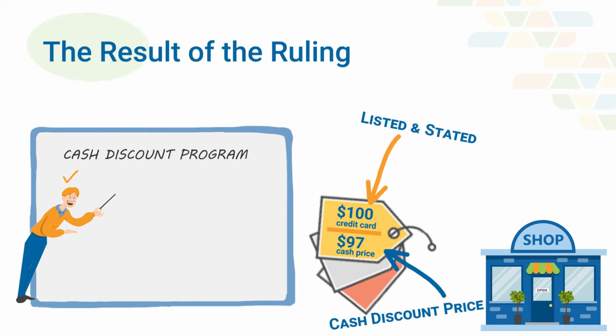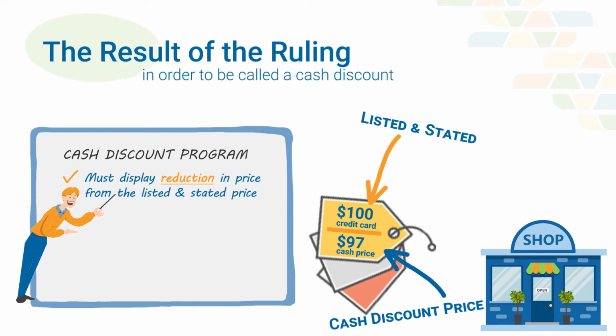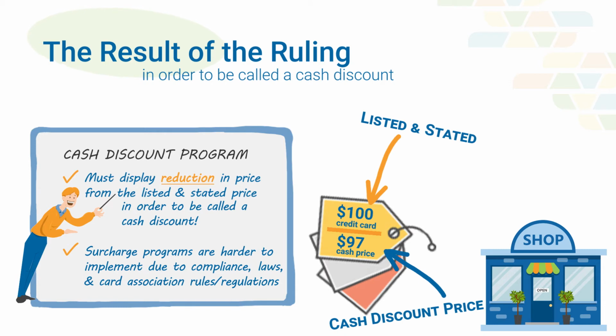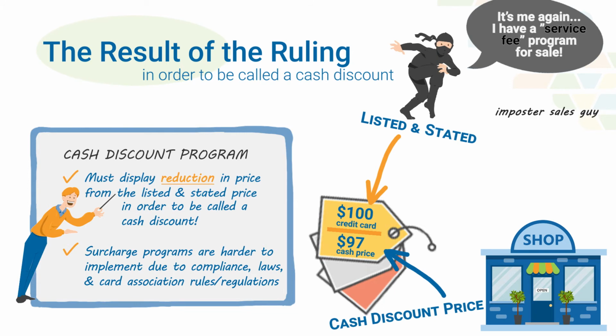You had to display to the public that there is a reduction of price from the listed and stated price in order to be called a cash discount program. Surcharging programs have laws that restrict the practice in certain states, and even where it is legal, there are still more hoops to jump through and more compliance to follow in order to implement a surcharge program. During the time when side-by-side pricing was enacted, we saw some wannabe programs and some imposter programs that were labeled as non-cash adjustments or service fees, and they followed rules of cash discount but operated like a surcharge program.